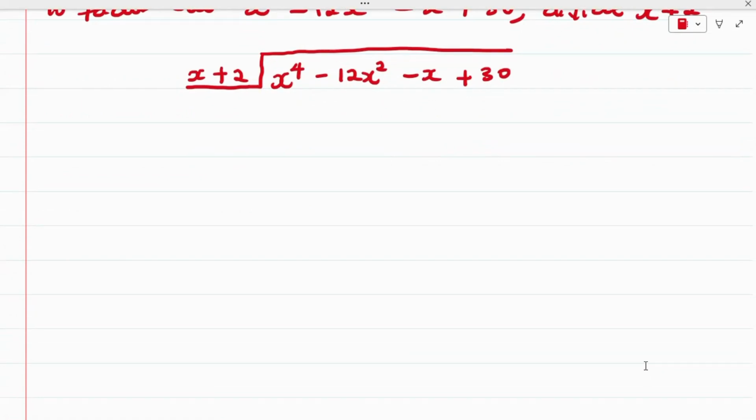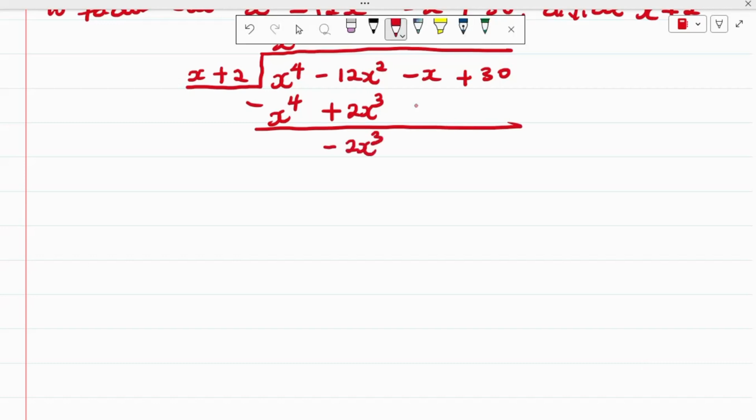So x divide x raised to the power of 4 will give us x raised to the power of 3. So x raised to the power of 3 multiply x will give us x raised to the power of 4. X raised to the power of 3 multiply plus 2 will give us plus 2x raised to the power of 3. So subtracting this from here, we have negative 2x cubed. So we have minus 12x squared minus x plus 30.